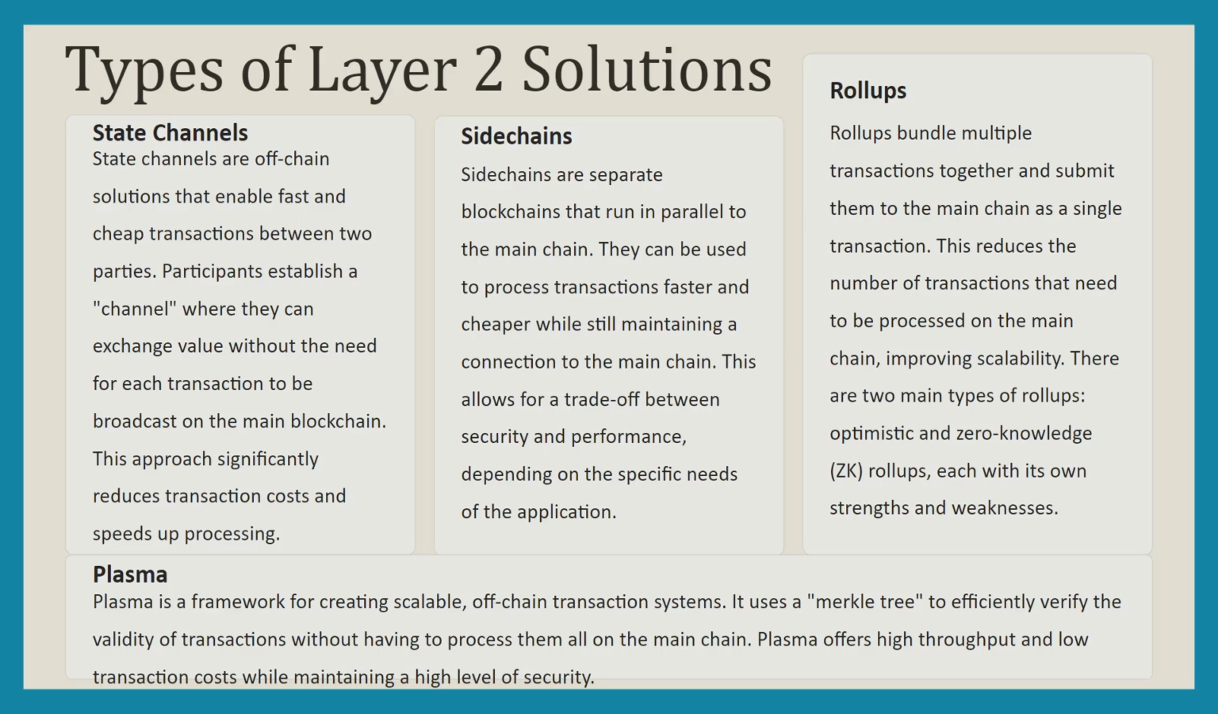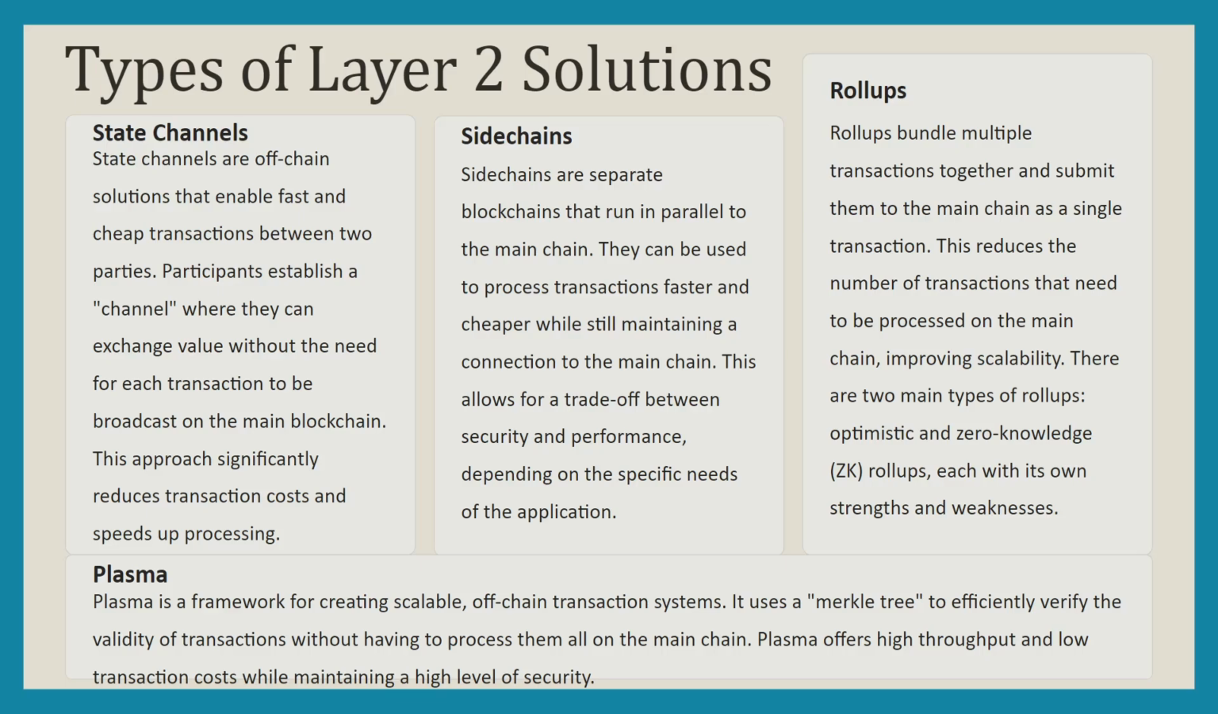So first would be state channels, then you have sidechains, rollups, and Plasma. So let's go through them one by one. State channels are off-chain solutions that enable fast and cheap transactions between two parties. Participants establish a channel where they can exchange value without the need for each transaction to be broadcast on the main blockchain. This approach significantly reduces transaction costs and speeds up processing.